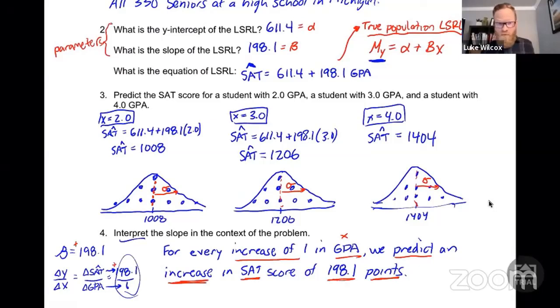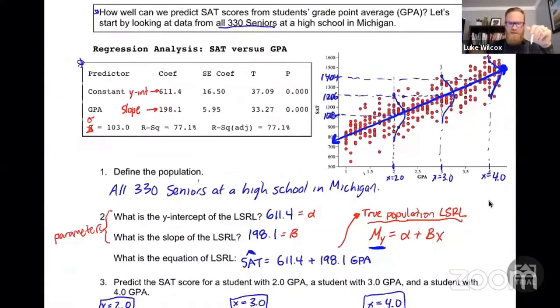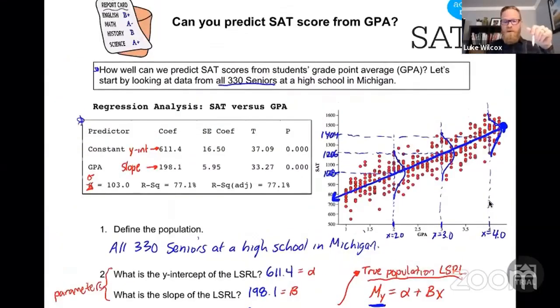So very important moving forward, this idea of slope, right? The slope of the least squares regression line. The next two lessons very specifically are going to be inference about this value for slope. But here's the thing. In order to do inference, we have to have a sample from which we can make an inference to the population. And everything that we did here on this first page, remember, was population data. We had all 330 seniors.